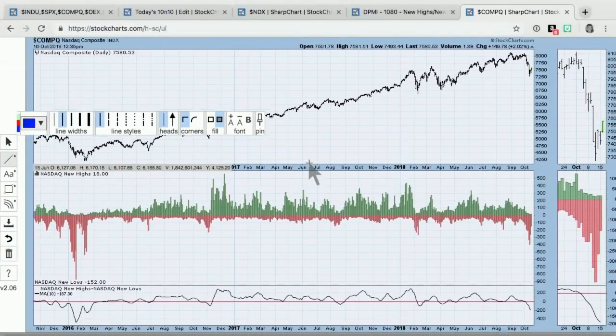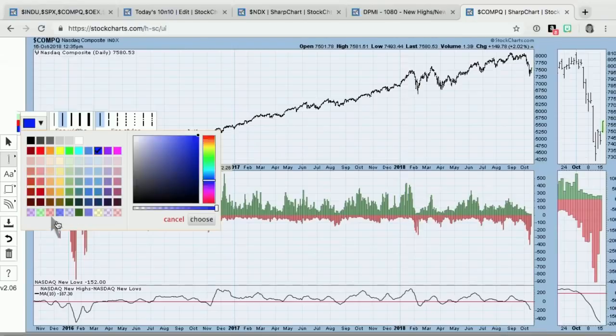Okay, so we're looking at new highs, new lows, histogram. And like I said, the one indicator I like within this chart list are the 10-day moving average of the new highs, new lows. I think these are great. I'm going to just use a vertical line. Let's make it something you can see through. That looks all right.